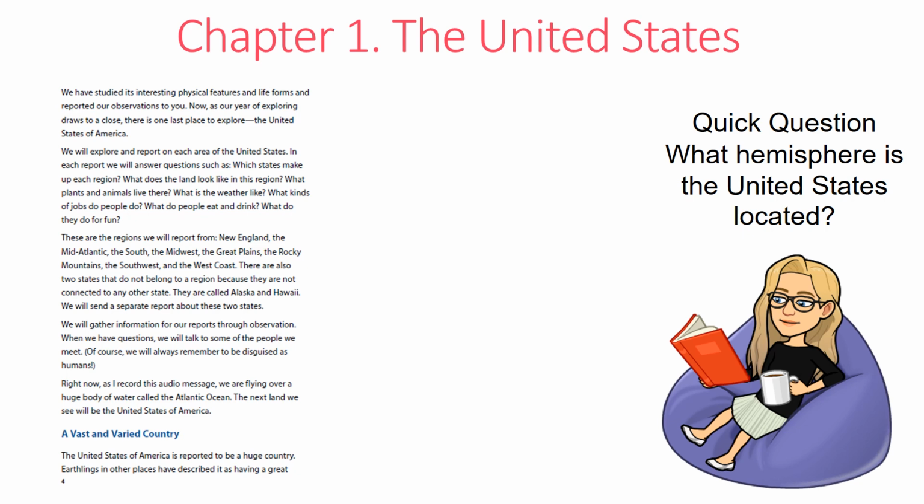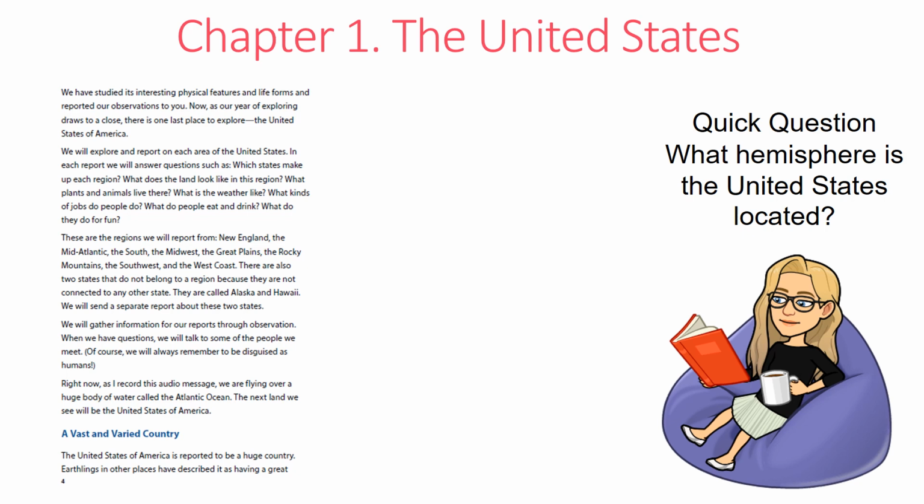We have studied its interesting physical features and life forms and reported our observations to you. Now, as our year of exploring draws to a close, there is one last place to explore, the United States of America. We will explore and report on each area of the United States. In each report, we will answer questions such as, which states make up each region? What does the land look like in this region? What plants and animals live there? What is the weather like? What kinds of jobs do people do? What do people eat and drink? And what do they do for fun?